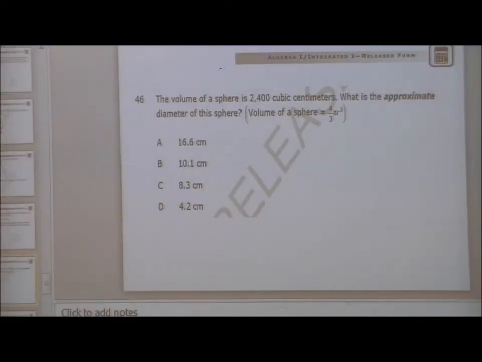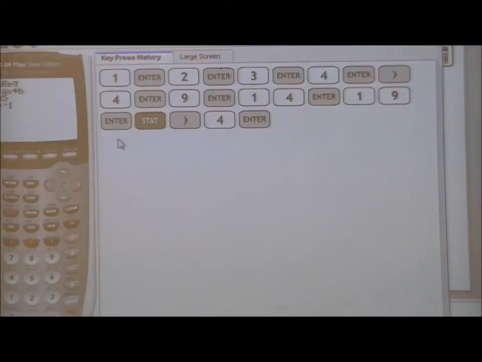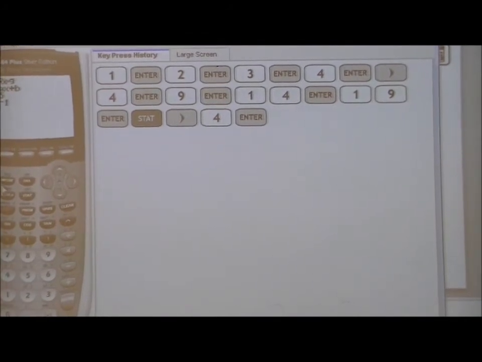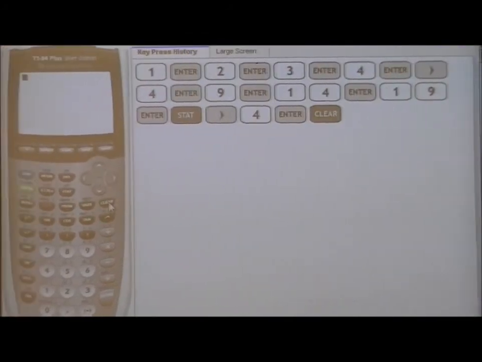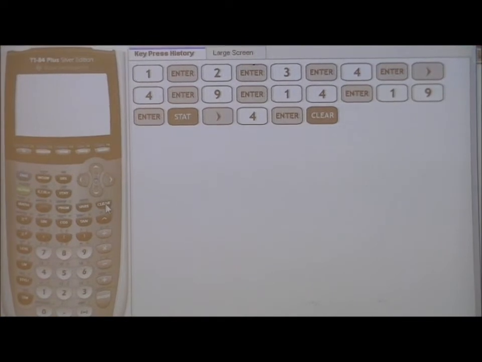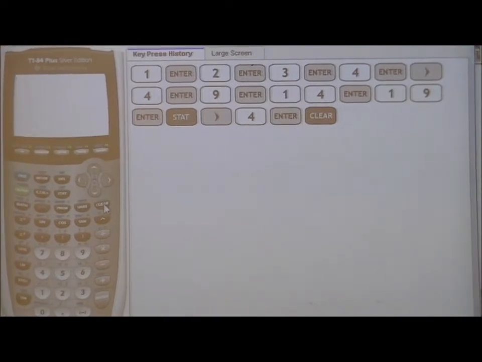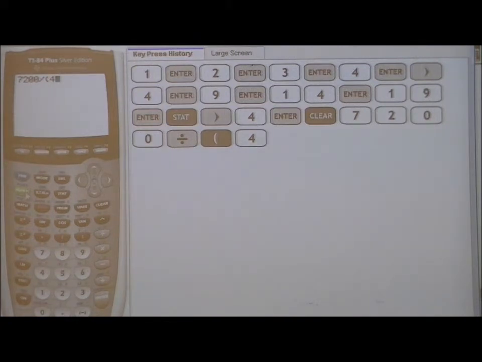Escape, calculator. Let's clear this. All right, so we want to put in the 7,200 divided by, 7,200 divided by, and I didn't show you the parentheses. That's why I wanted to make sure I demonstrated, because I felt like I had confused it. So let's put 4. I didn't want you to be confused. Second, and this is the caret symbol for pi, and you see how it looks exactly how you wrote it.